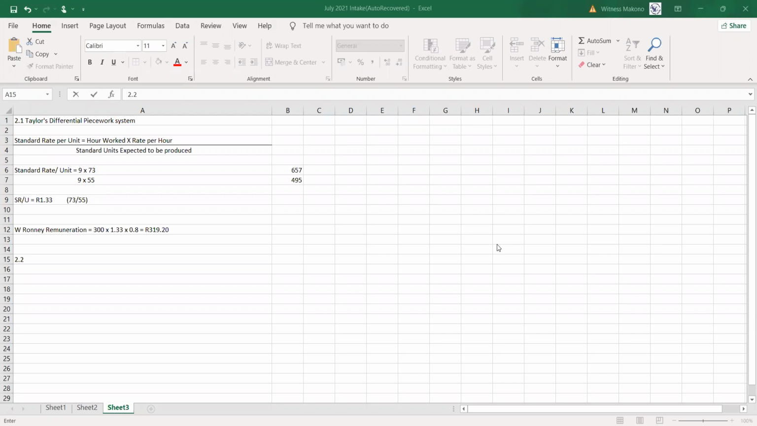Okay, good. Let's go to 2.2. It says, use the information provided below to calculate the following. The following is the economic order quantity, calculate the number of orders that need to be placed for the year.